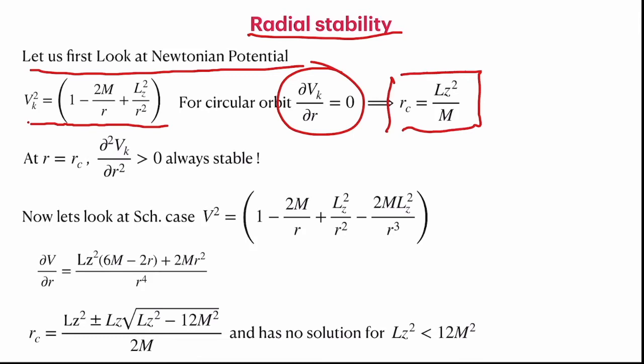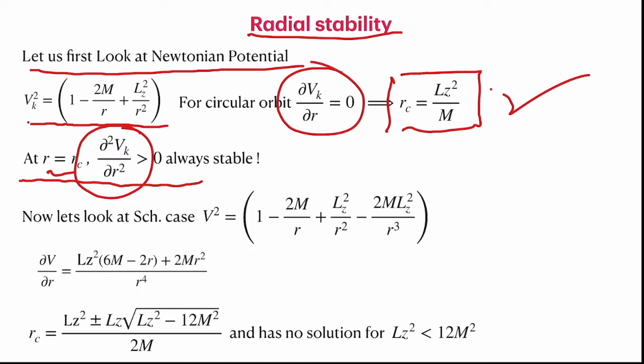Now, the important thing to notice here is that if you take the second derivative of the potential with respect to r and put r equal to Rc coming from this, you would see that this is always positive. That means it is stable. That means in the Keplerian orbit, given non-zero Lz, you can always have a stable circular orbit at a given Rc, which is given by Lz squared by m.